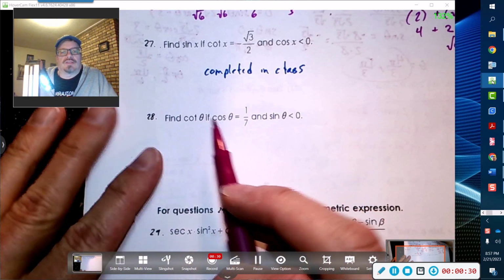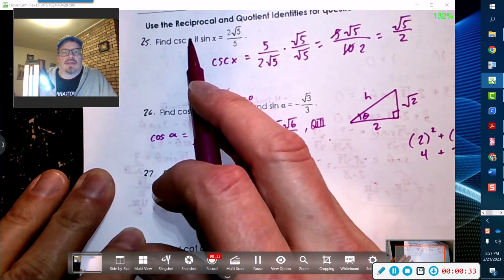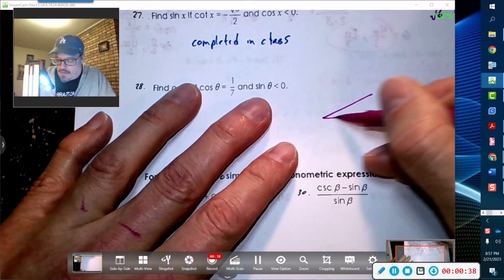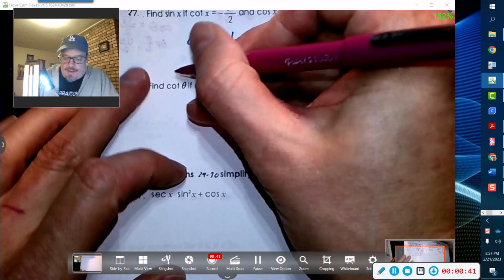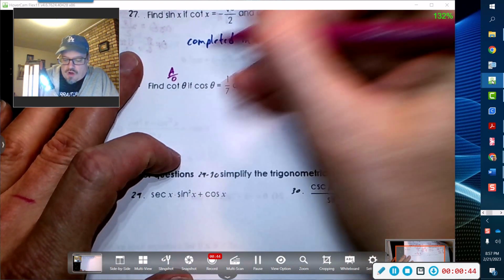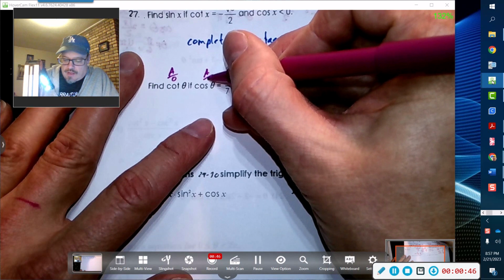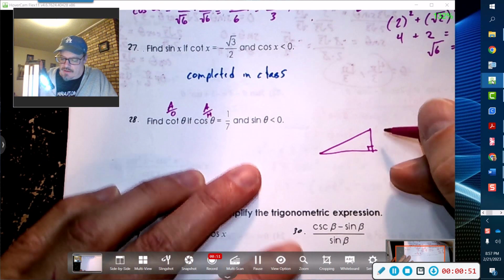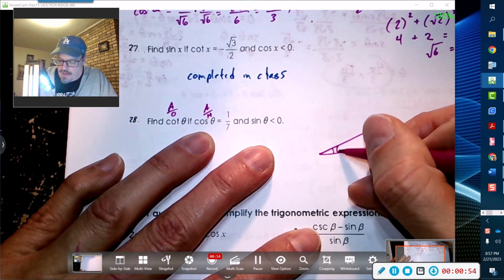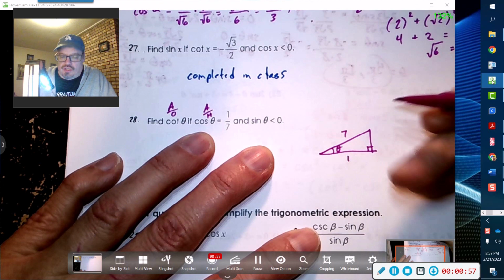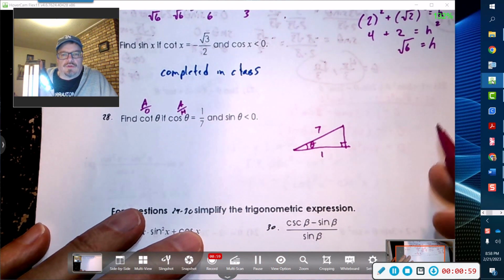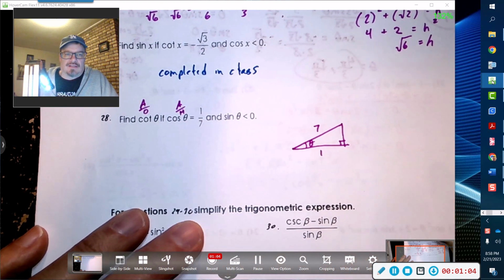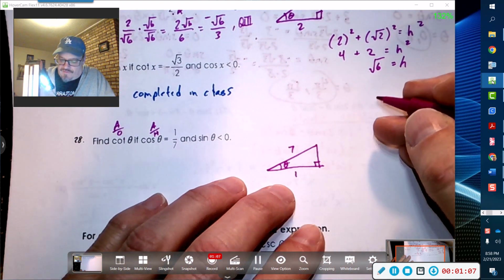So unfortunately, cosine and cotangent are not directly related like cosecant and sine. So we're going to have to get a triangle going here. All right. And so if you remember, cotangent is A over O, and cosine is A over H. Okay. So we're going to go ahead and use the cosine value, A over H. So what we'll do is we will figure out what the O has to be, because the O is actually required for cotangent. So let's go ahead and figure out what that is.